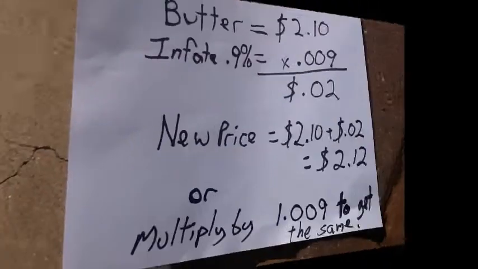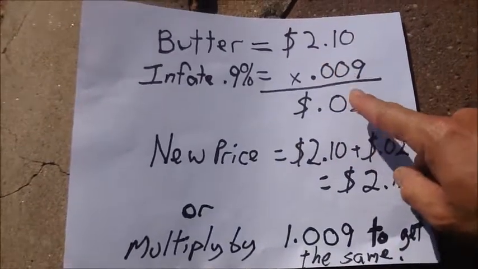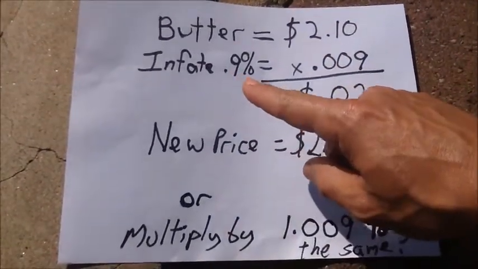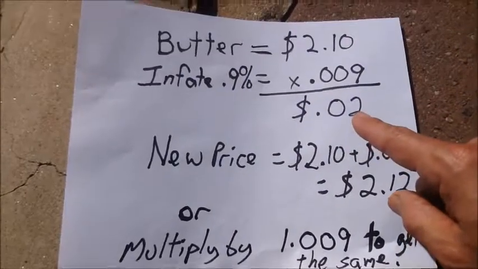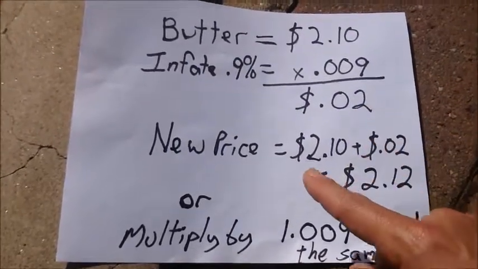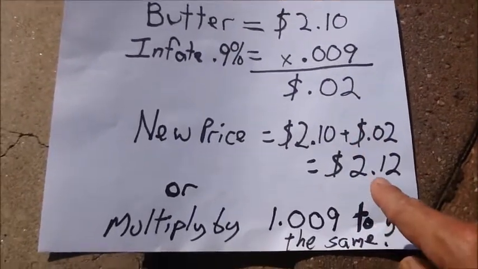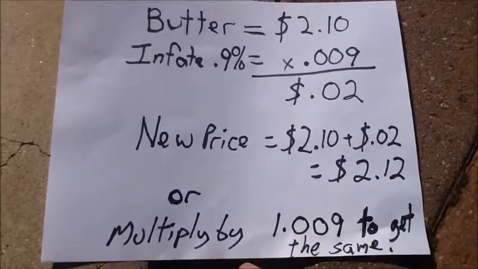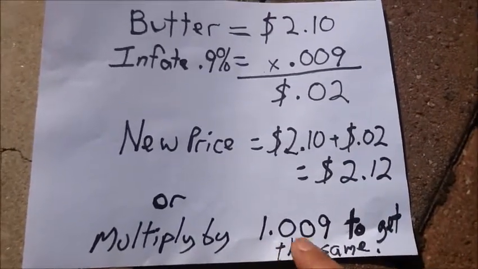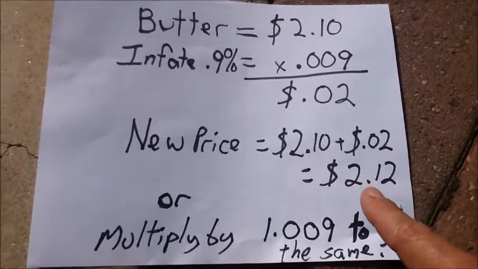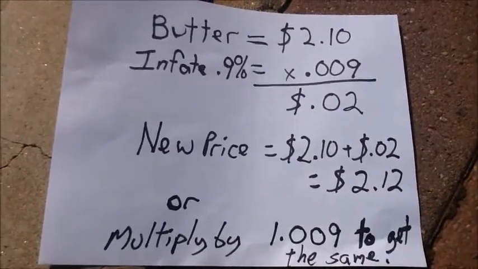So let me show you my work. So there we multiplied 210 by 0.009, which is a 0.9% increase. We ended up with a 2 cent increase. So the new price, adding it all together, is $2.12. But we know from before that if we multiply the whole thing by 1.009, we're going to get this same price of $2.12. Fascinating. Just for butter.